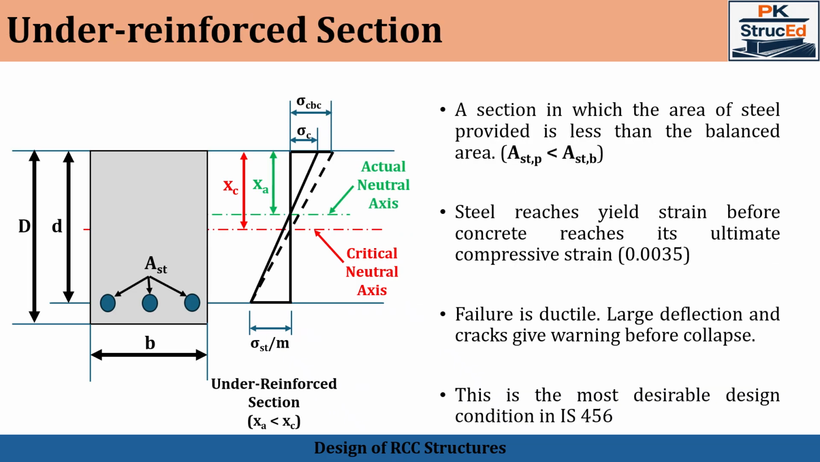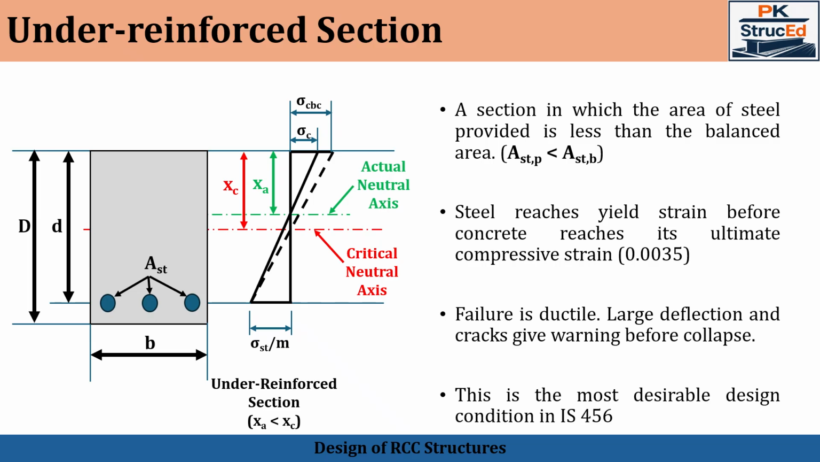Next is the under reinforced section. In an under reinforced section, the amount of tensile reinforcement provided is less than the reinforcement required for a balanced section. When the load is increased, steel reaches its yield stress first, and the concrete is still within its compressive capacity. This results in large deflection, visible cracking, as well as warning before failure. Hence, failure is ductile and gradual.